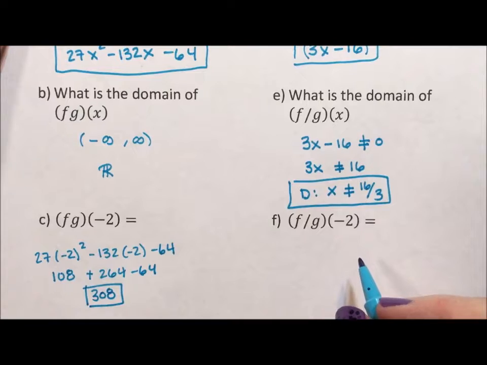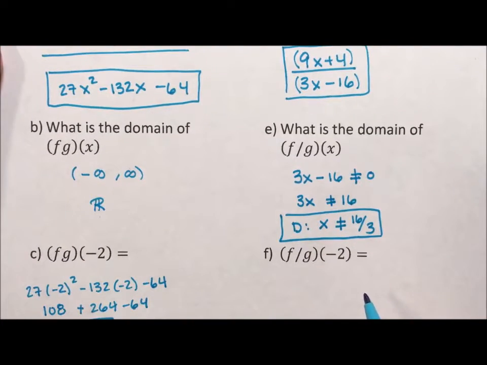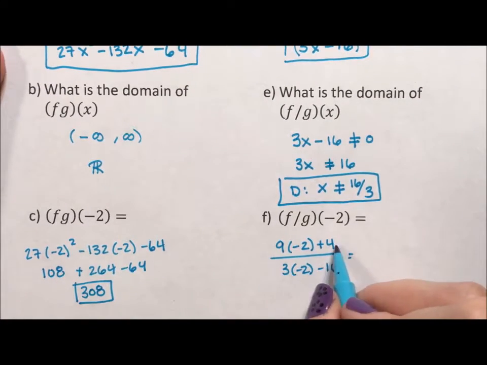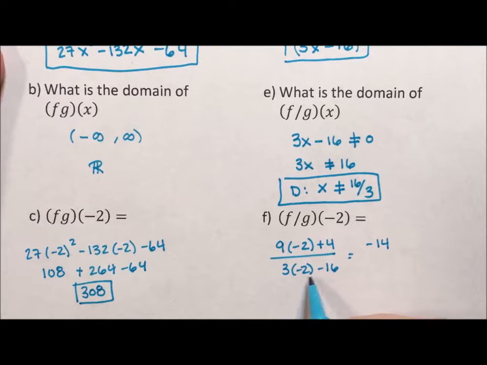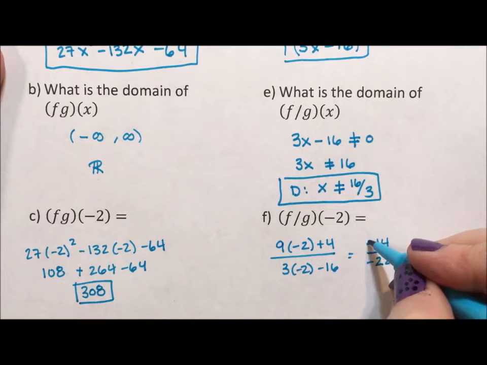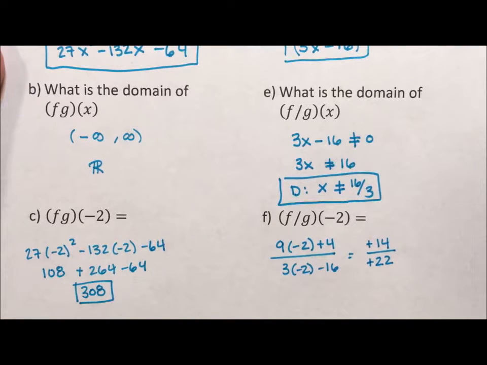As for this one with my fraction, let's make sure we can see it all. There we go. If I put in a negative 2, I have 9 times negative 2 plus 4 divided by 3 times negative 2 minus 16. So this is going to be negative 18 plus 4, that's negative 14. Negative 6 minus 16, that's negative 22. First of all, get rid of those negatives. Always get rid of the negatives if it's a negative divided by a negative. I'm also going to reduce it by 2 so that I end up with 7/11 as my final answer.